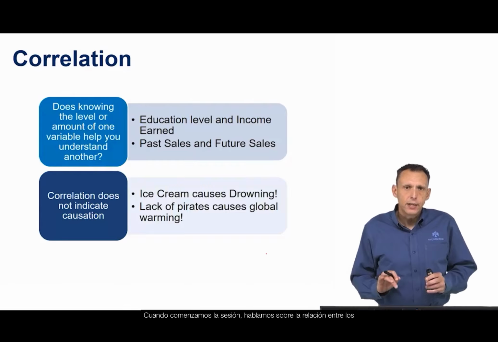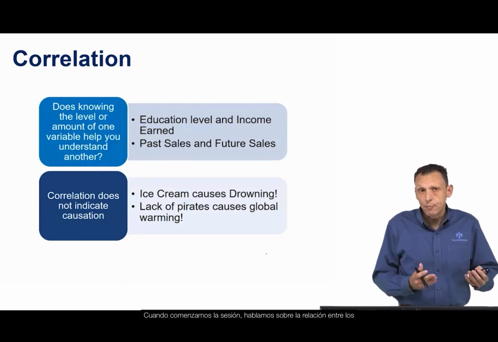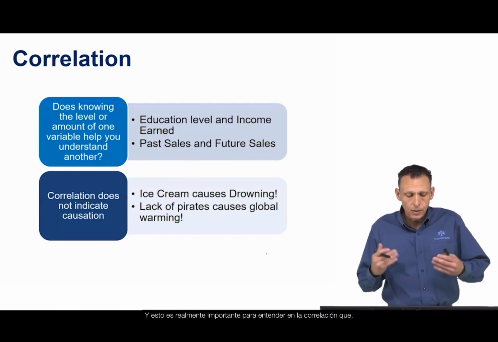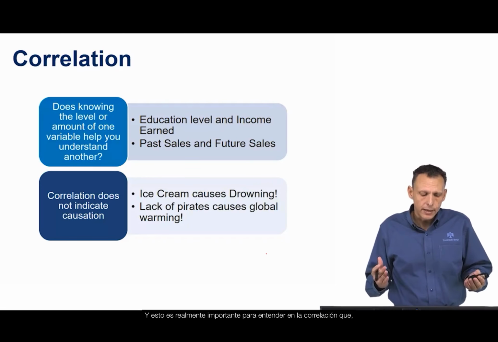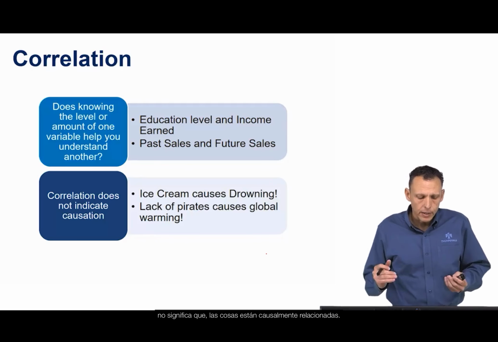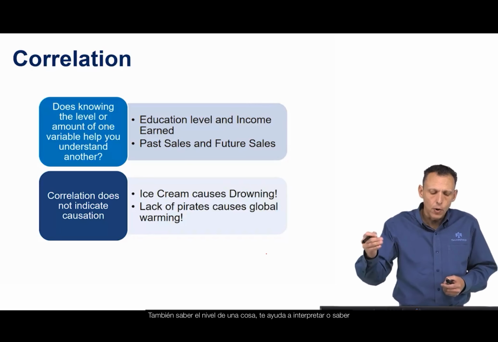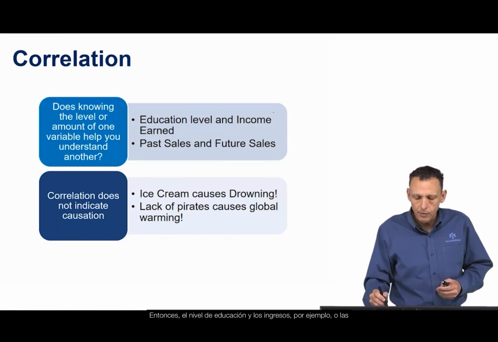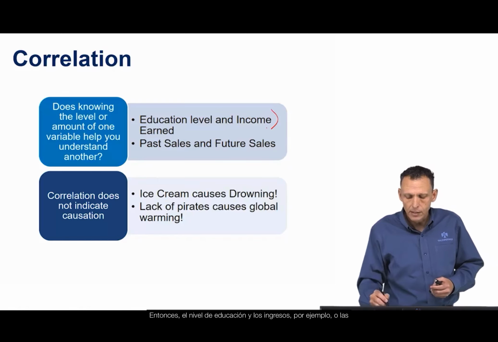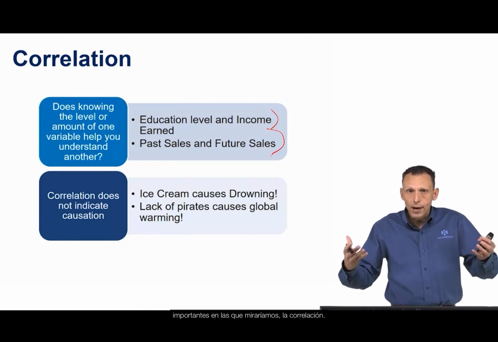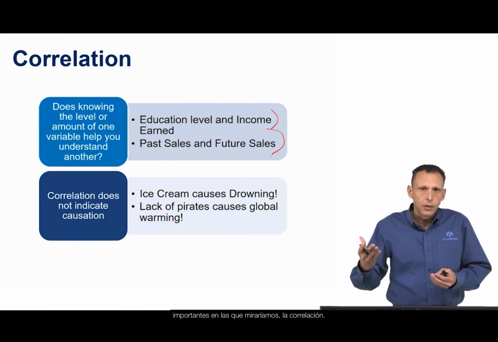When we started the session out, we talked about the relationship between foxes and divorces. I think it was in Finland. And this is really important to understand in correlation, that it doesn't mean that things are causally related. So does knowing the level of one thing help you interpret or know something else? So education level and income, for example, or past sales and future sales. These are important common ways that we would look at correlation.